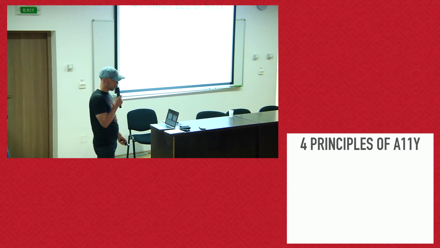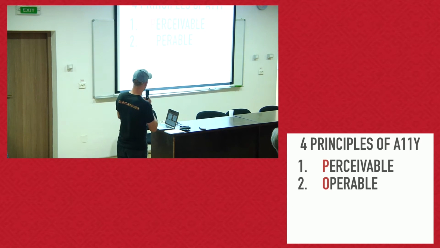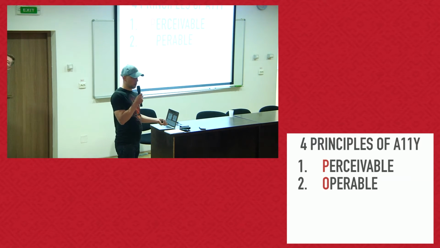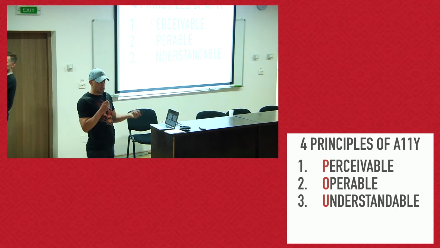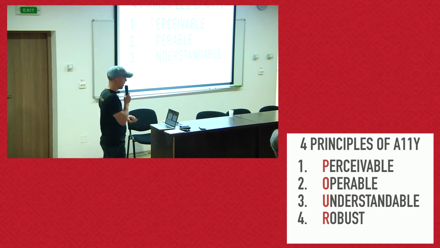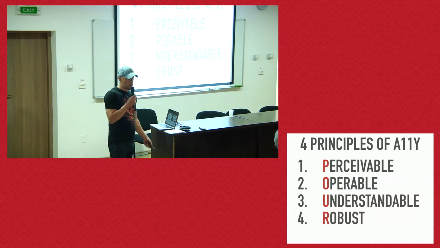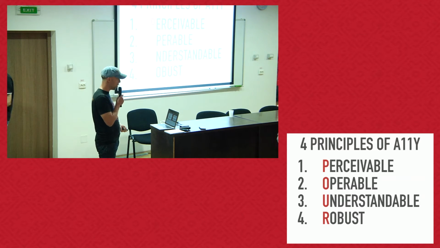So, there are 4 principles of accessibility. Perceivable. Can you see it? Operable. Can you control it? Can you use it? Understandable. Is this clear? Does the interface clearly tell you what it's intended to be used like? Robust. Can you, for instance, use it responsively on multiple viewports?